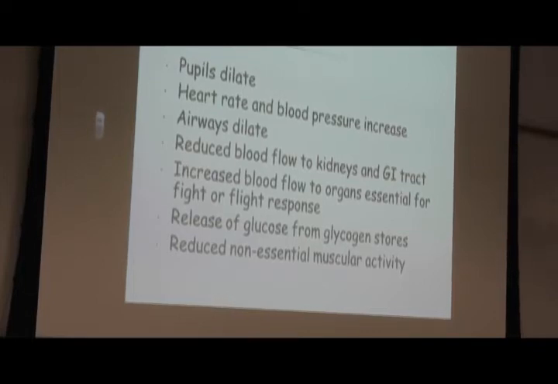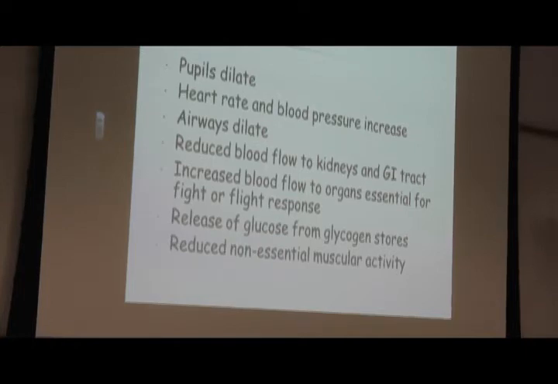Hey, what happens to your pupils if you see somebody that you like? They get bigger or smaller? Bigger. They get bigger, right? So that actually is the thing. If you see somebody you like, your pupils get really big. So if they get small, then they probably don't like you so much, right? Anyway, so pupils dilate, heart rate increases, blood pressure increases.